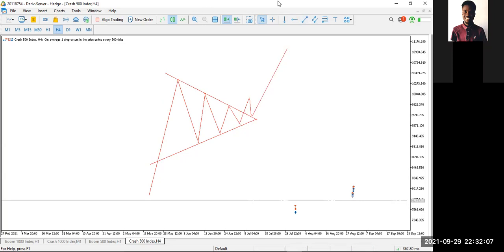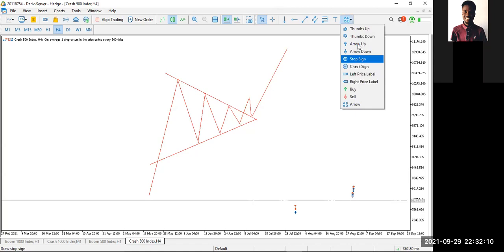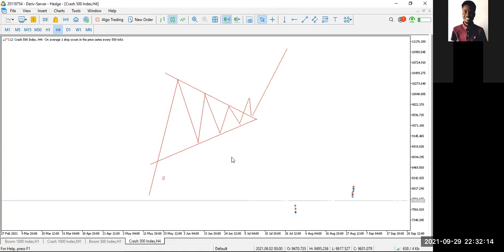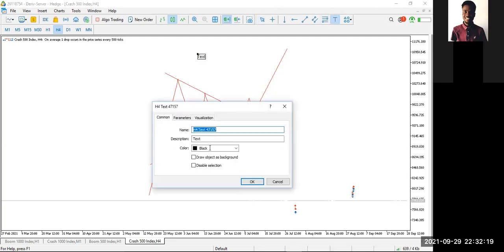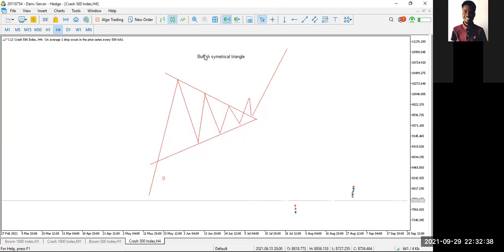So this is the bullish symmetrical triangle. Bullish symmetrical triangle. It is also a continuation pattern.